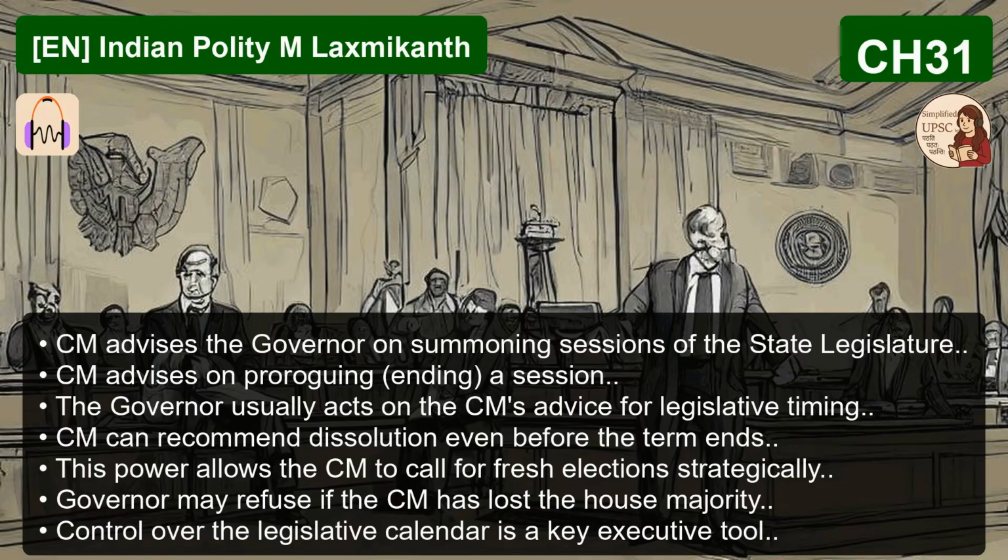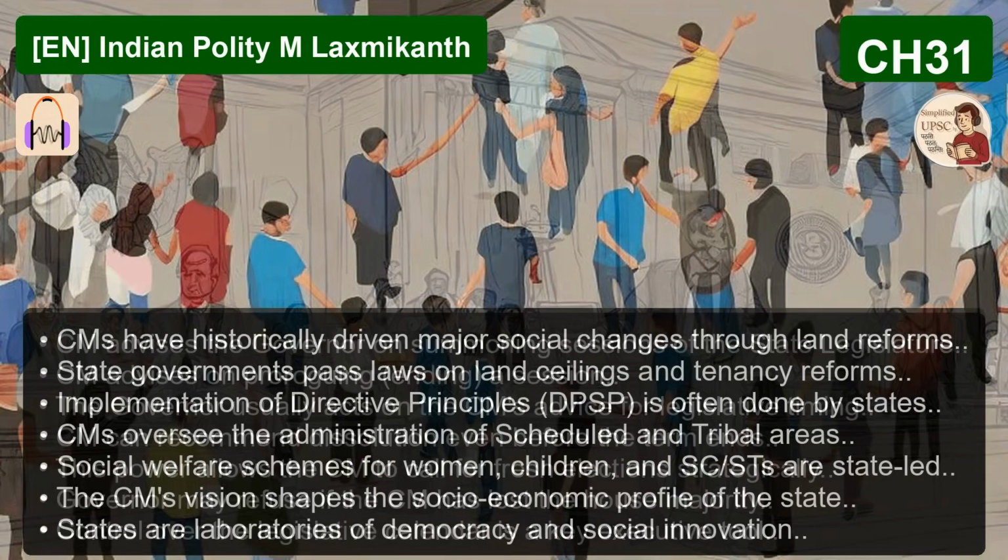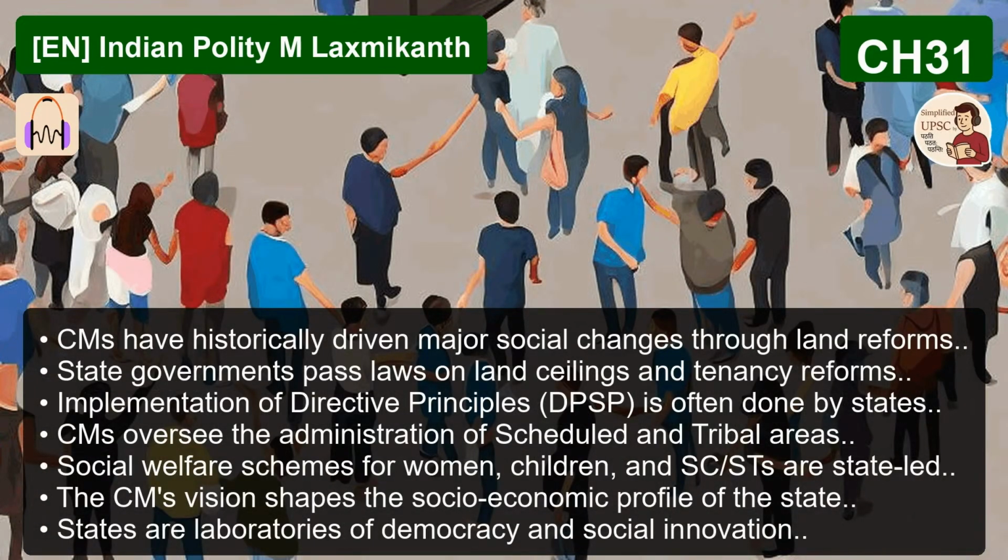And finally, we have to talk about the ultimate check on the CM's power, President's Rule, Article 356. This is the constitutional nuclear option. When President's Rule is imposed, the CM and their government are dismissed. The Assembly is suspended or dissolved, and the governor takes over, ruling on behalf of the center. It's supposed to be used when there's a breakdown of constitutional machinery in the state.